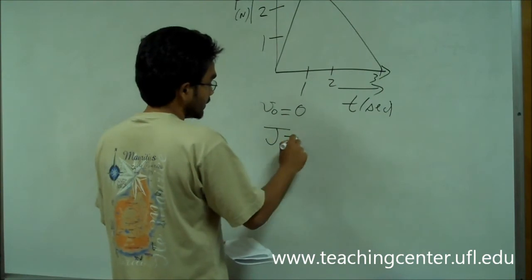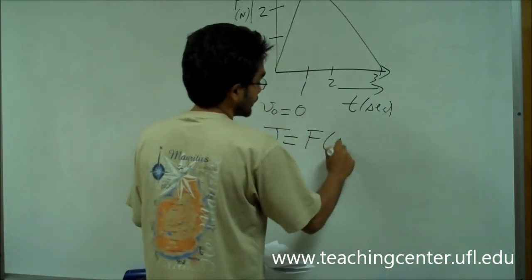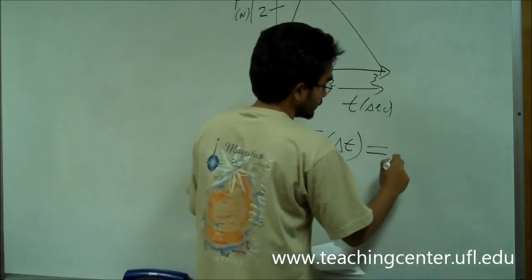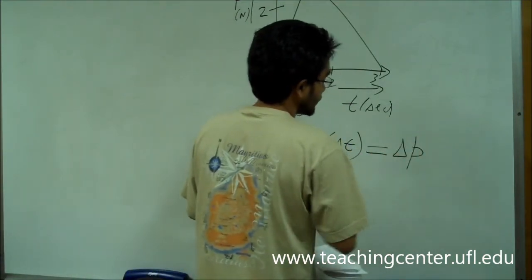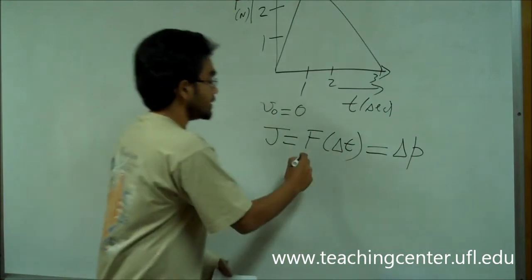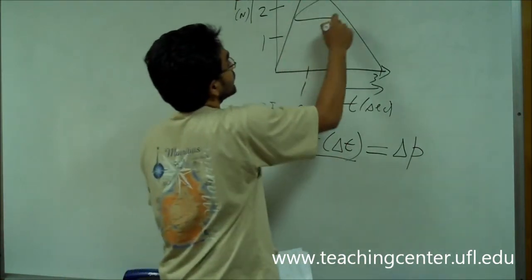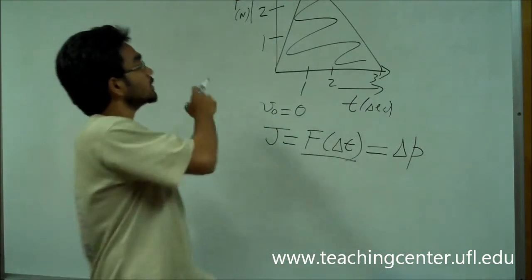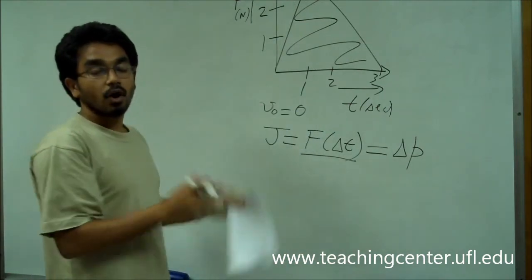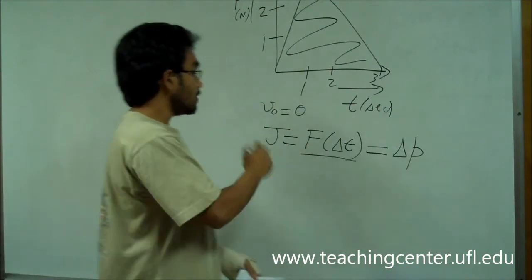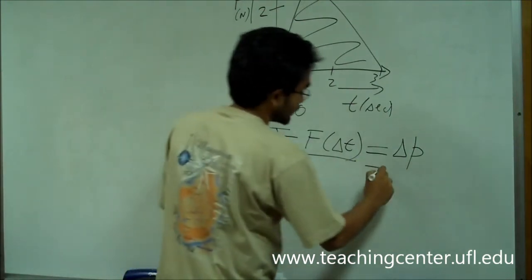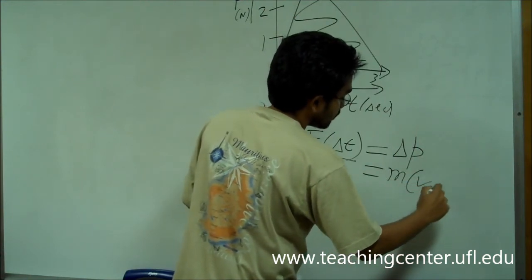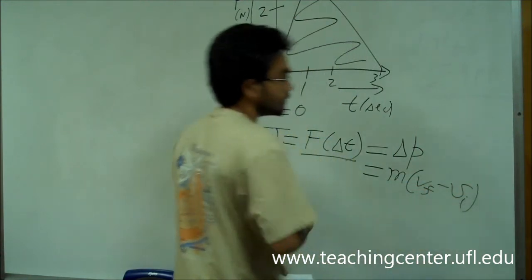So the first thing we write is impulse, which is J, is equal to F times delta T, right? Is equal to delta P, the change in the momentum. Now this is nothing but the area under this graph. So whenever you see a force versus time graph, always think of impulse. Now the impulse would give us the change in the momentum, which is mass times final velocity minus initial velocity.